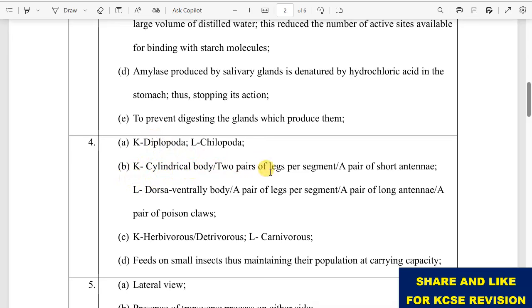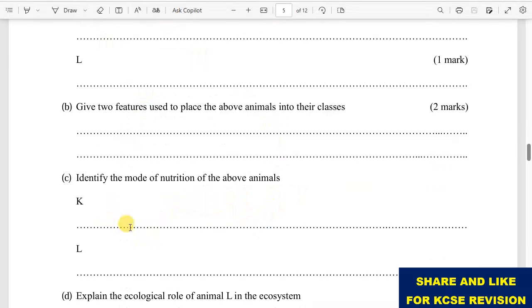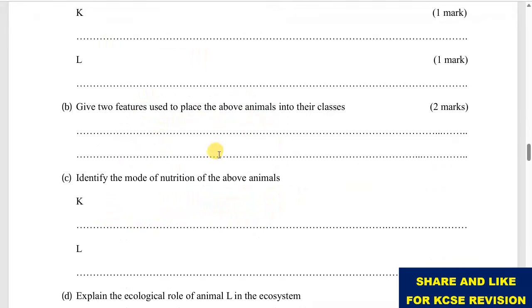K: cylindrical body, two pairs of legs per segment, a pair of short antennae. L: dorsoventrally flattened body, a pair of legs per segment, a pair of long antennae, a pair of poisonous claws. Those are the features used to classify them.